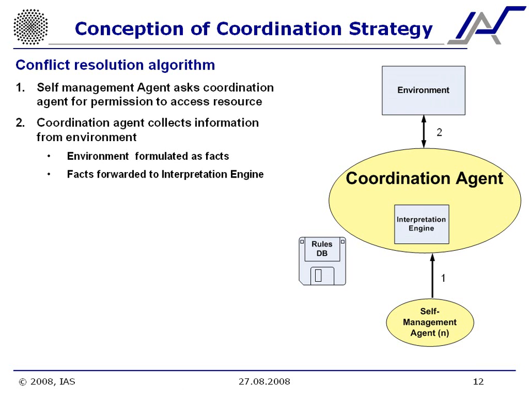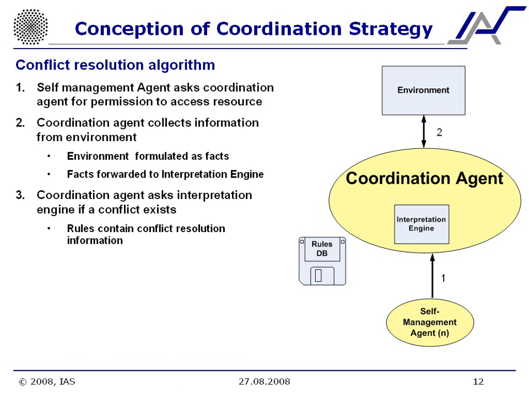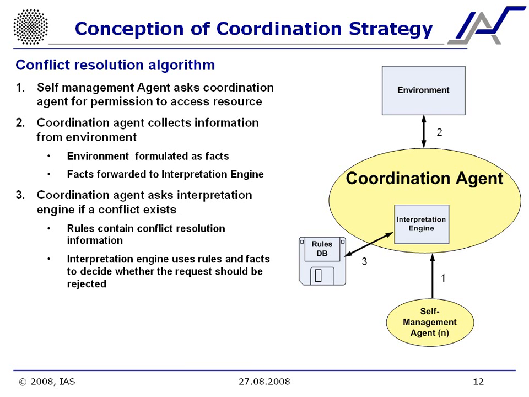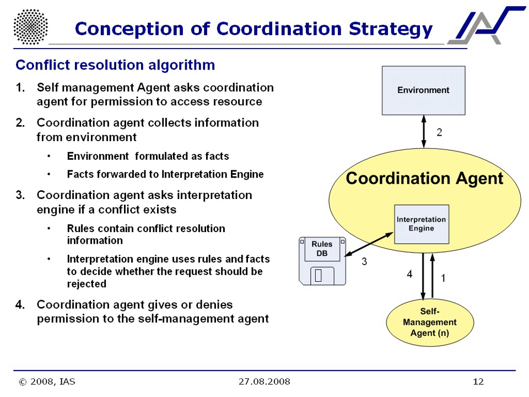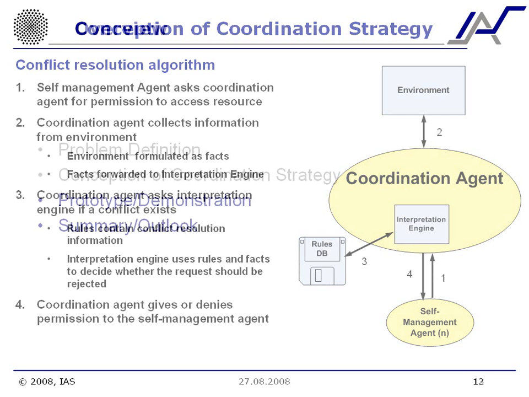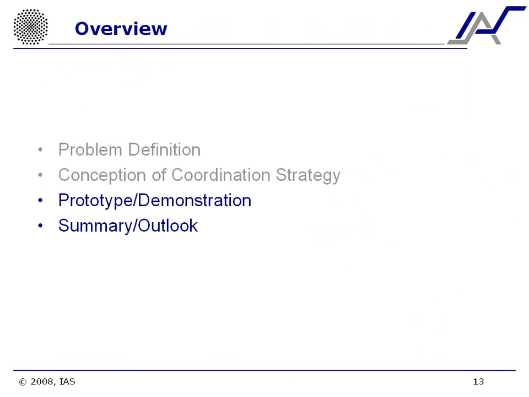In the next step, the coordination agent would ask the interpretation engine whether or not a conflict exists. Now, over here in the rules database, we know how to resolve conflicts using the rules. So what the interpretation engine would do, it would contact the rules database and ask it whether or not a conflict exists. Finally, the coordination agent now has the information that it needs, and it can decide whether or not to permit or reject the request and sends the results back to the self-management agent. This brings us to the end of the coordination theory. Now on to the prototype and the live demonstration.